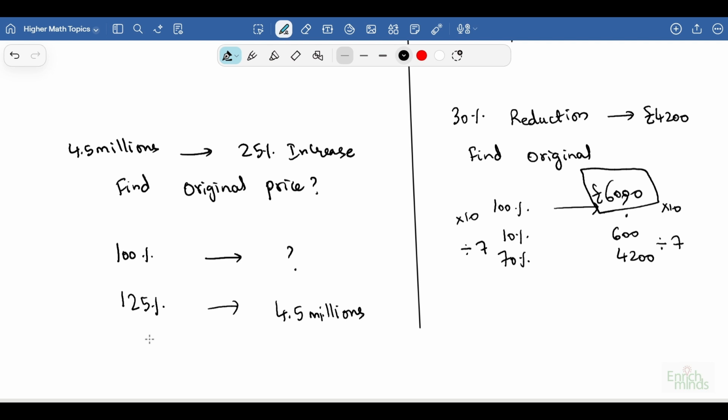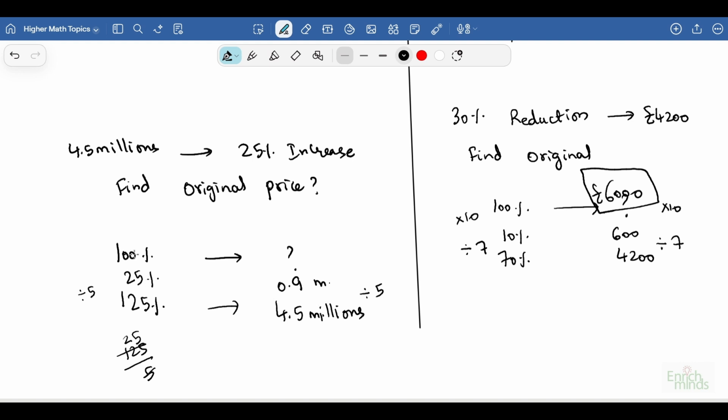So here we can go from 125% to 100%. Well, what's the easier way here without using a calculator? Well, we can make use of 5. If you divide 125 by 5, 5 2s is 10, 5 5s is 25. So that makes it 25%. So 4.5 million also, if you divide it by 5, will be 0.9 million. Right? So 25% is 0.9 million.